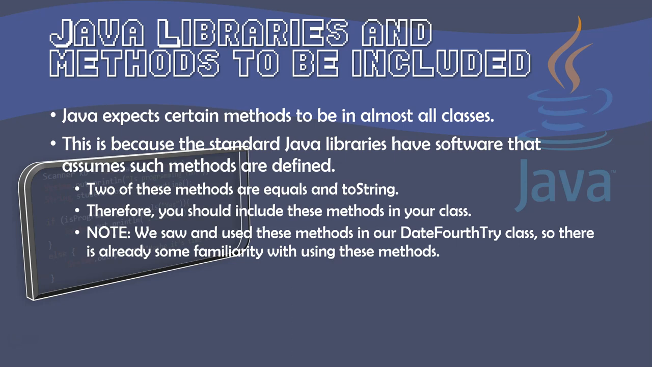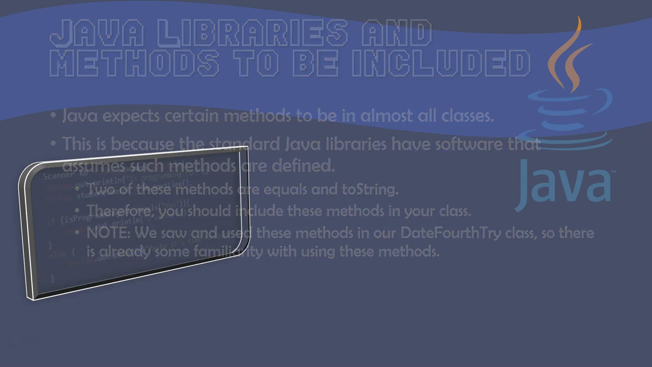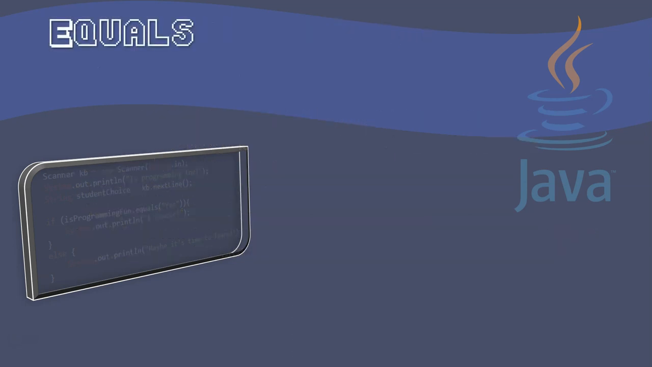And we've actually already seen the toString and the equals method, as well as some other methods, in our DateFormatTry class. So we already have some familiarity with using these methods. So let's go ahead and first look at the equals method.